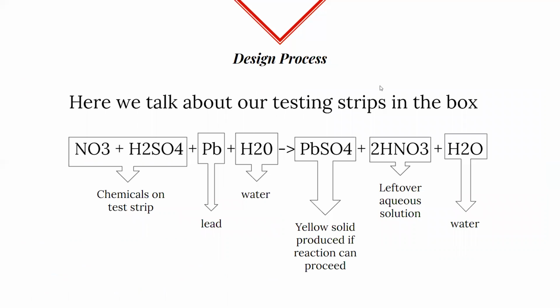We designed a thin strip of paper with a chemical coating of nitrate and sulfuric acid. When the strip comes in contact with water that is contaminated with lead, the chemicals will react with the lead to form a bright yellow solid that will be easy to see and be a clear way to see if lead is present in the water.